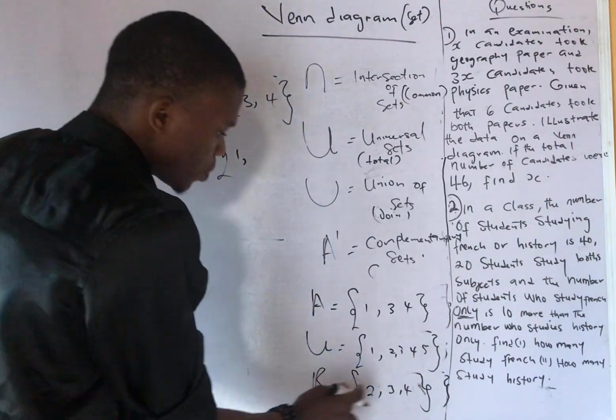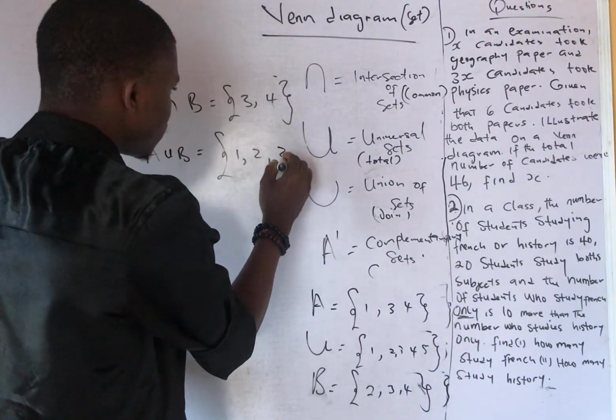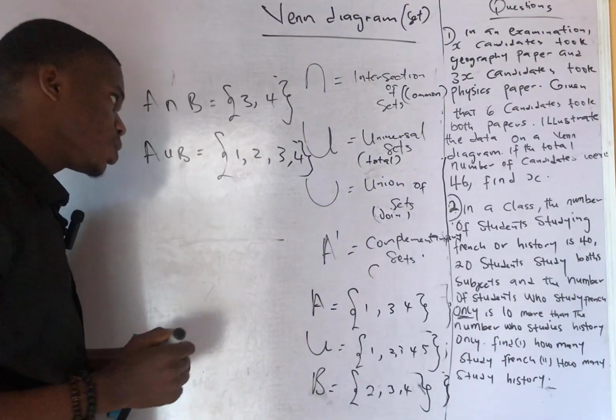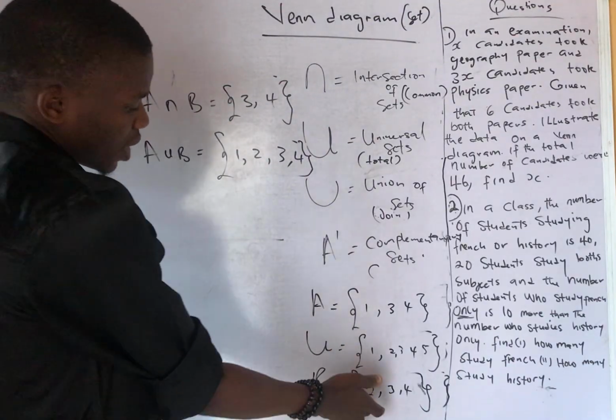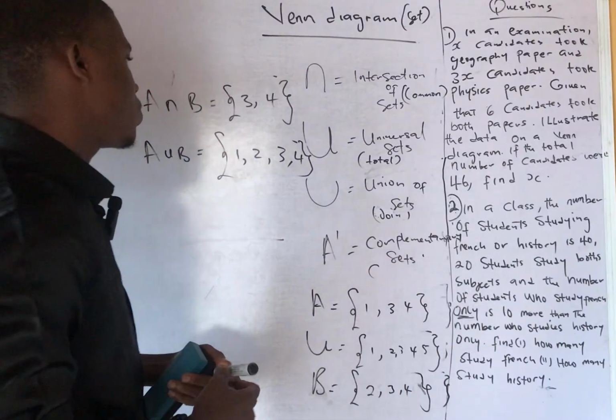That's actually one. Then we have two, then we have three, then we have four. That's what A union would be. Now you don't have to write it two times. If a figure appears two times, they just pick one out of it.